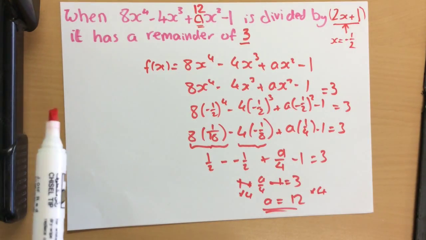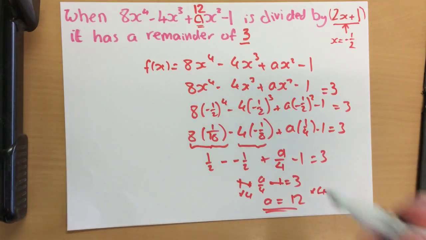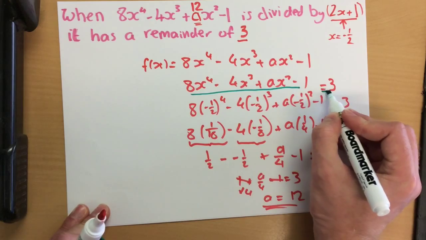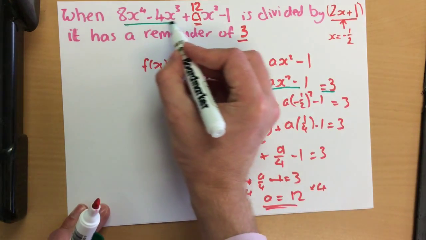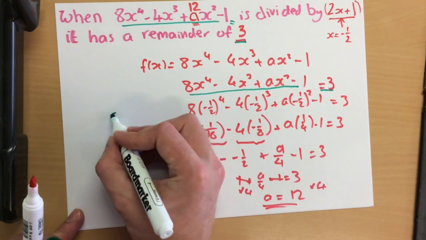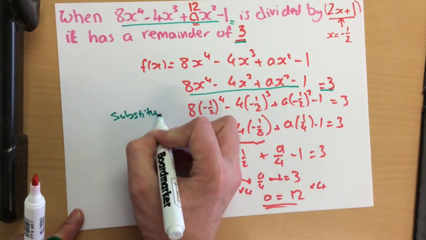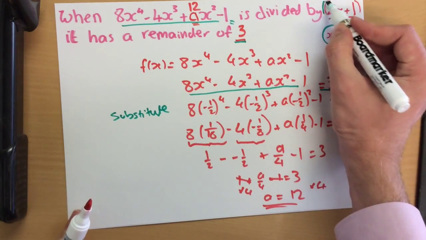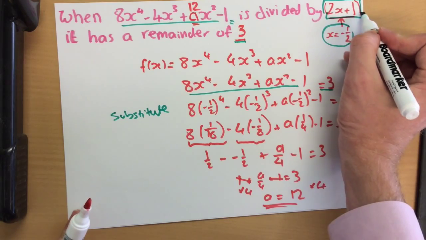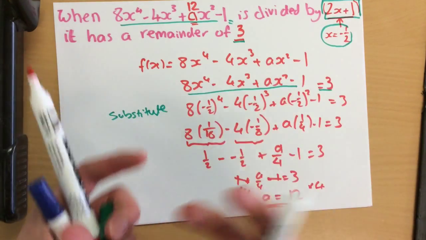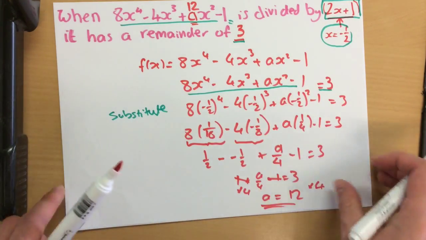So just to recap, we set our equation equal to our remainder. Then we substitute in our x value, which comes from what we're dividing our expression by. Okay, then all you're doing is substituting in, expanding, solving, simplifying, working all of our way down to left with just a equals something else.